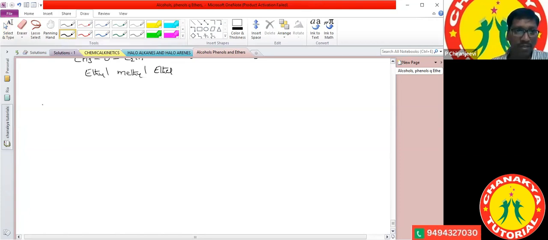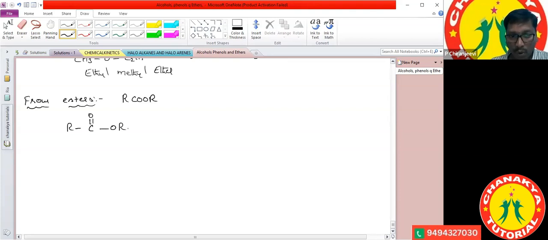What is another reaction we are having? From esters also we can prepare alcohols. What is the general formula of the esters? RCOOR. To make it clear, I'll write the structure: R, C double bond O, O, R. Esters undergo acid hydrolysis only, H2O in presence of H plus. Just break the bond between the C double bond O and oxygen. Wherever the oxygen is, that side you add H plus, and on the opposite side, we add OH minus.